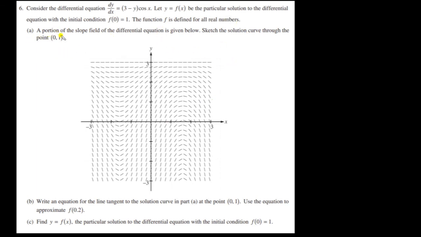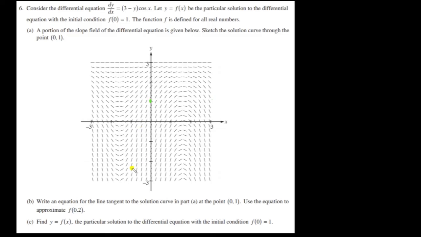Part A. A portion of the slope field is given below. Sketch the solution curve through the point (0, 1). Okay, so they're giving me this. I just need to find (0, 1) and sketch the solution that goes through it. First, we're going to start by finding the point (0, 1). That's 0 here, 1 here, right here, because each point is like 1.